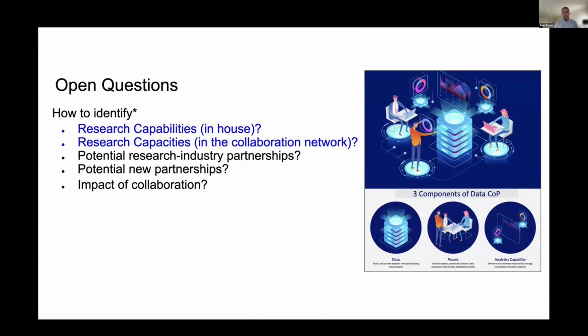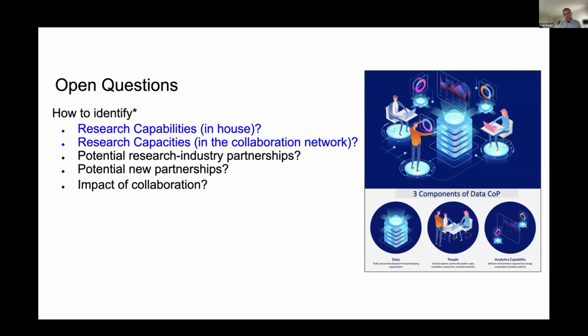There are researchers or industry partners that they may not directly work with, but they know people who work with those partners. So you can access them with 1 degree of separation or 2 degrees of separation. So there are opportunities to tap into those resources. And then there are other questions about what makes a potentially successful partnership, what makes a new partnership fruitful, what the impact of these collaborations is, and so forth.